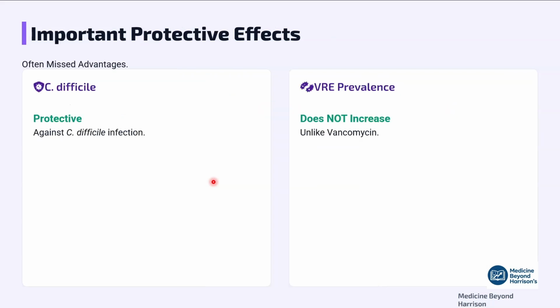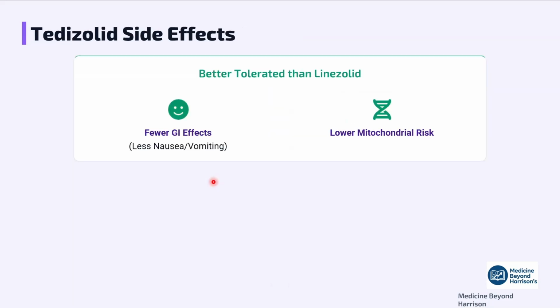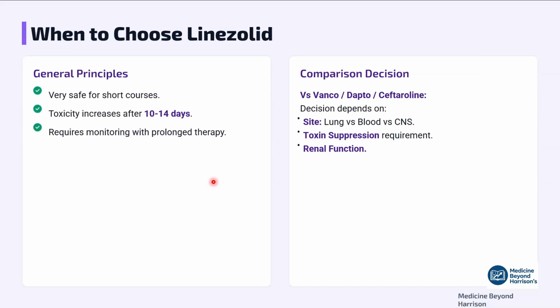So there are important protective effects, and these are also advantages. It is protective against Clostridioides difficile infection. It does not increase vancomycin-resistant enterococcus prevalence, unlike vancomycin. Tedizolid is better tolerated than linezolid, with very few side effects, lower mitochondrial risk, and very few GI side effects, so it can be given. So when to choose linezolid?